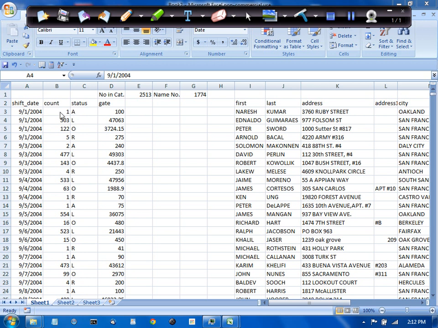So for this recording, there was a count of 1 associate, and he or she paid $100 for the gate. Down here, there were 503 lease incidents, and the total there was $47,063. And you can go through and see what we can do with this: we can aggregate, and we did all that.